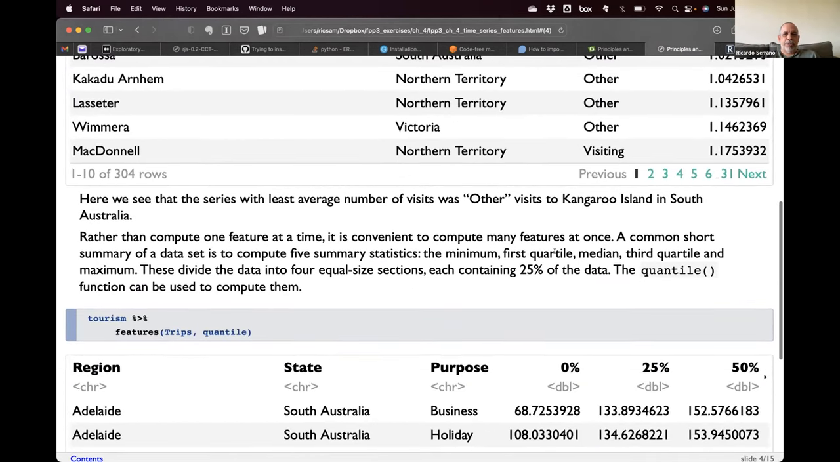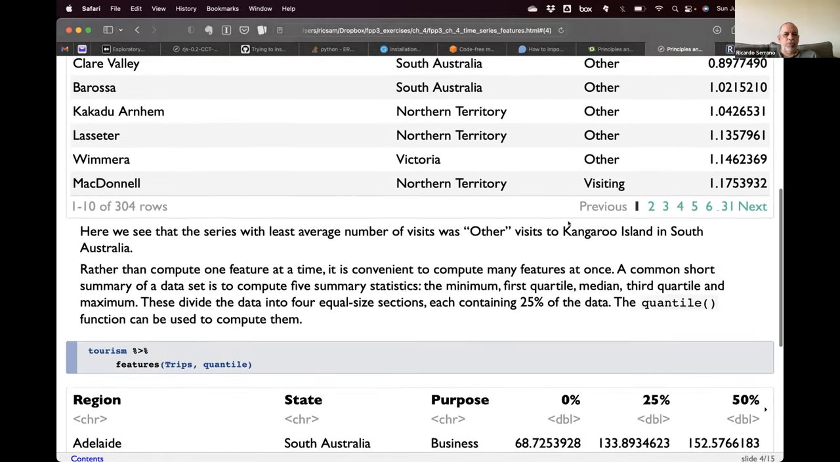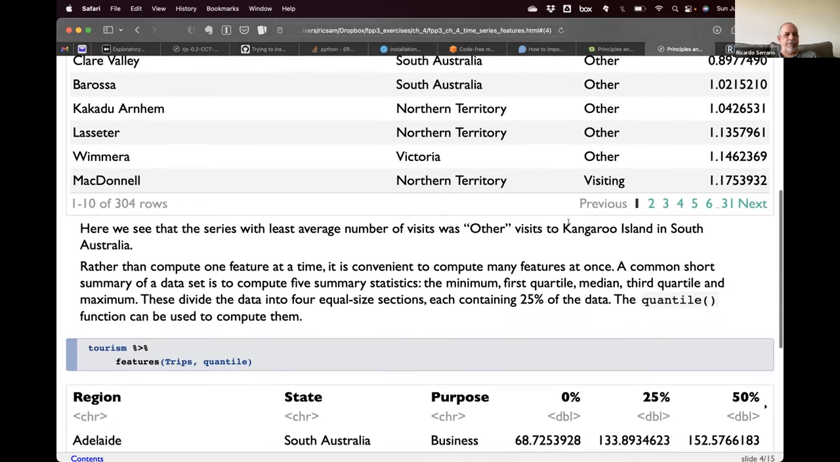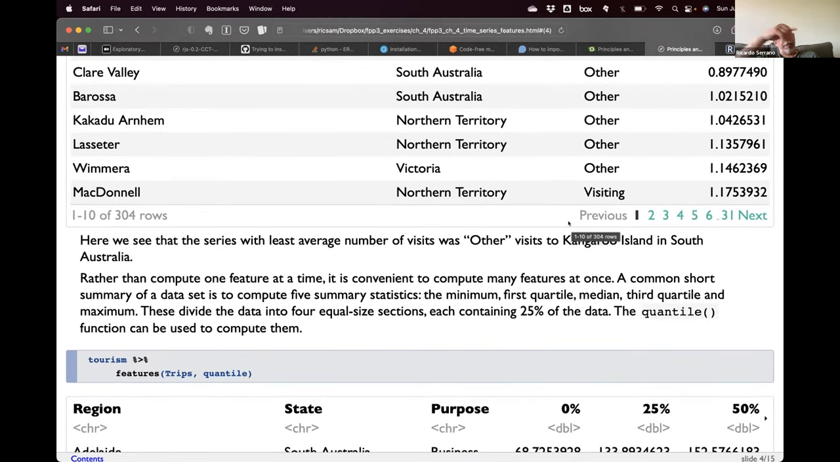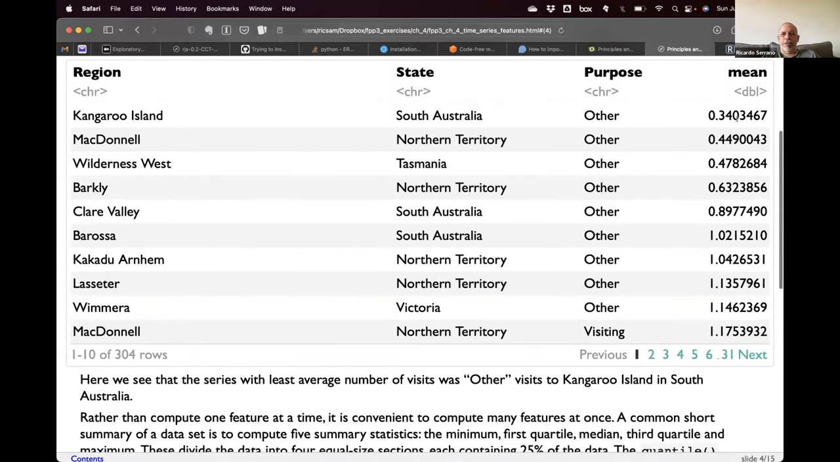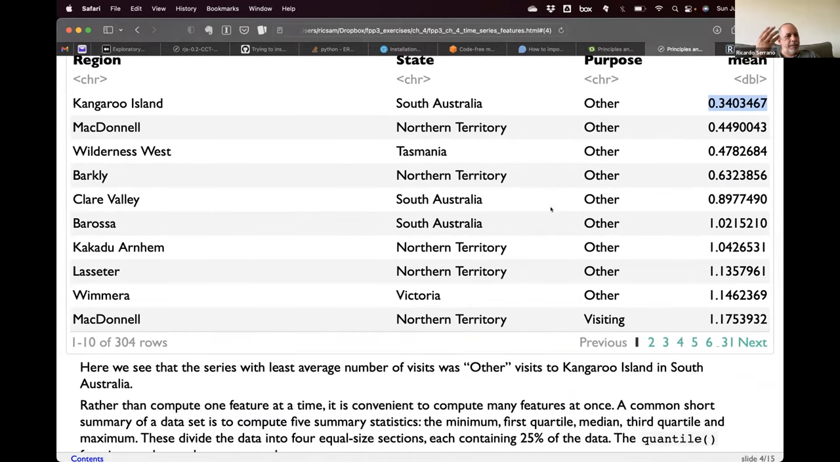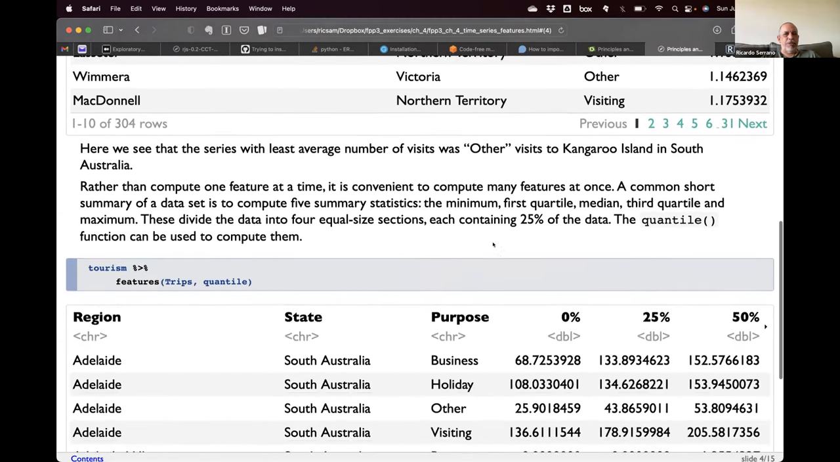Okay, so nothing out of the ordinary. One of the comments the author makes is, for example, in the purpose of other, because he has visiting, business, and holiday. So in other, we can see the least average number of visits. It's like you take the time series and draw a line that is the mean of all those values. So the Kangaroo Island in South Australia, this number here. I don't know if you can check it out. Can you see the shadowing? Yeah, I can, the highlighting. Supposedly that's the least average number of visits from all the regions and states and the purpose of other. So that could give you some hints of the movement of visits throughout these regions.